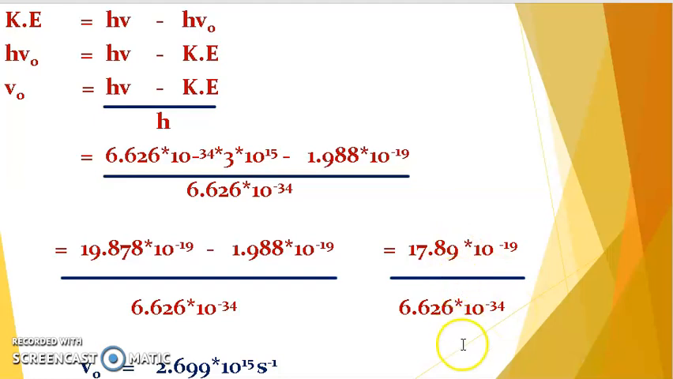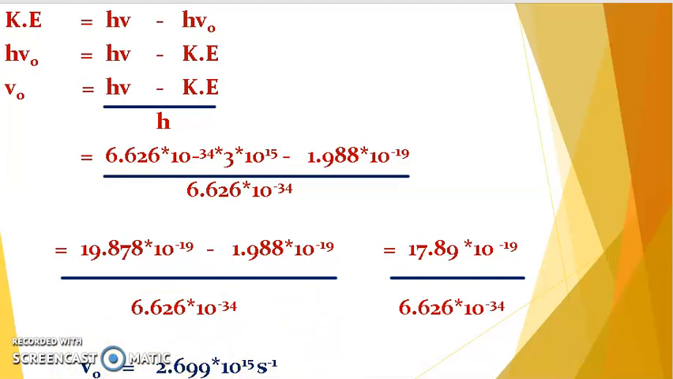Okay, so if you divide this calculation, the nu naught value is 2.699 into 10 power 15 second minus 1, because 10 power minus 34 will go up, so 10 power 34 will come. While subtracting this value, what you will get is 10 power 15 second minus 1. Okay, so this is the answer for the particular question.